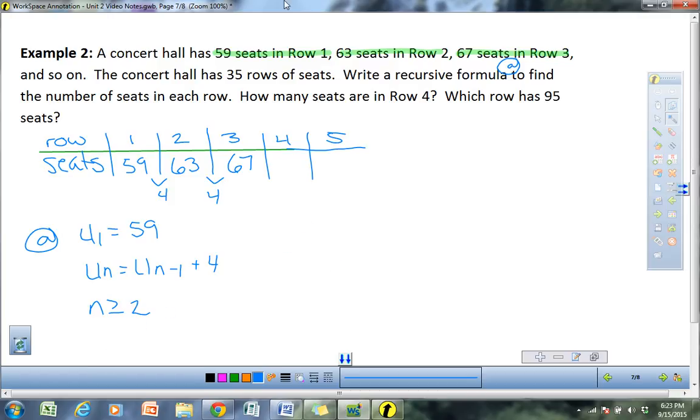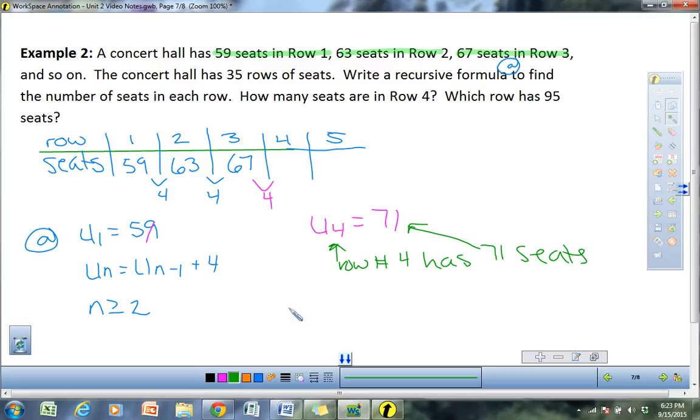Alright, to answer B, I need to figure out how many seats are in row 4. So there's a couple ways I can do this. I can add 4 to 67, or I can even use my formula. So U sub 4 equals 71. That tells me that row number 4 has 71 seats. Oh, did I jump a little ahead? Yep. So I added 4 to 67 to get 71.